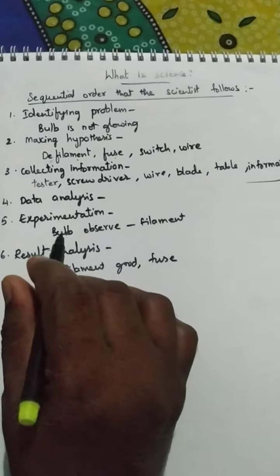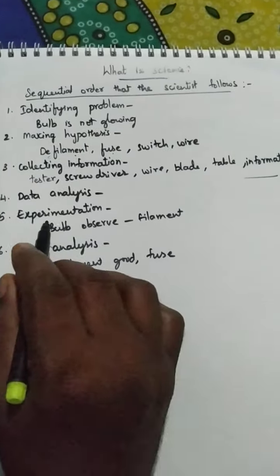So first, whatever you started with, if that is in good condition, then you have to go with the next hypothesis. Okay children, right? After observing the fuse, if the fuse is also okay, there is no problem with the fuse, then you have to go with the next one, that is the switch. You have to check the switch, or you have to check the wire, like that. One by one you have to check everything.